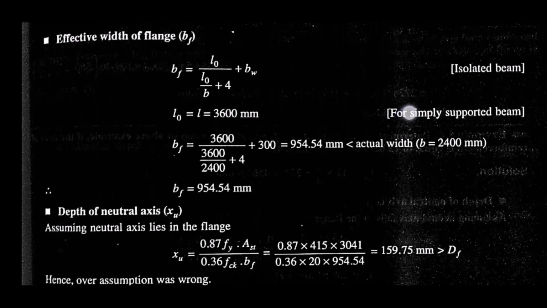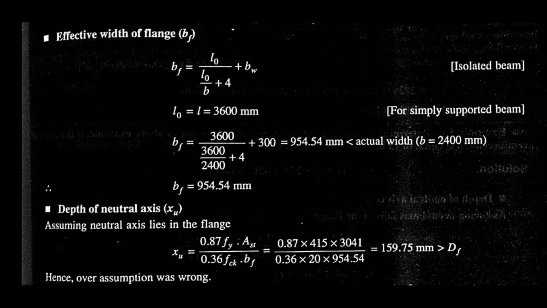Now we have to calculate depth of neutral axis. Now assuming neutral axis lies in the flange, every time when we solve this type of problem, first of all we have to consider the neutral axis lies in flange. After that we have to check whether it lies in flange or lies in web. So for this consideration, xu is equals to 0.87 fy into Ast by 0.36 fck into bf, that is equals to 0.87 into 415, that is fy, into 3041, that is Ast, by 0.36 into 20, that is fck, into 954.54, that is bf, which is equals to 159.75 mm and which is greater than df, depth of flange.